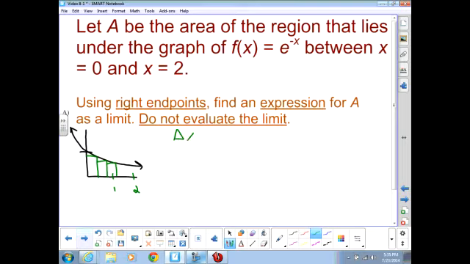Remember, we often represent our width with delta x. To find that, we do b minus a over n. In our case, b, our second endpoint, is 2, minus 0 over n. So the width of each rectangle is 2 over n.